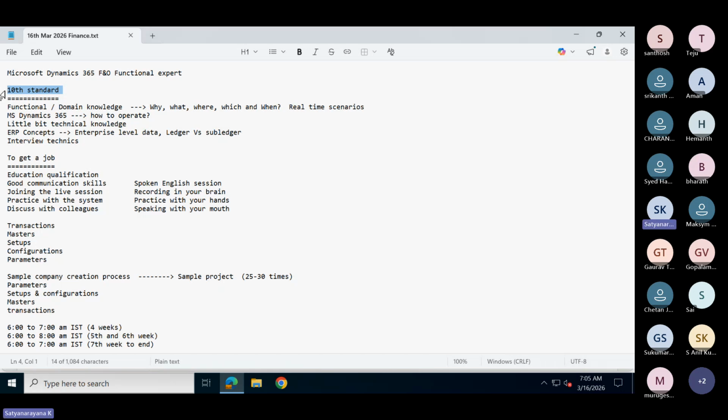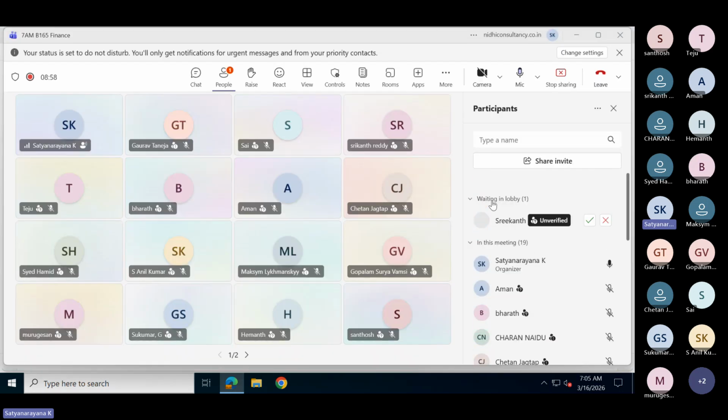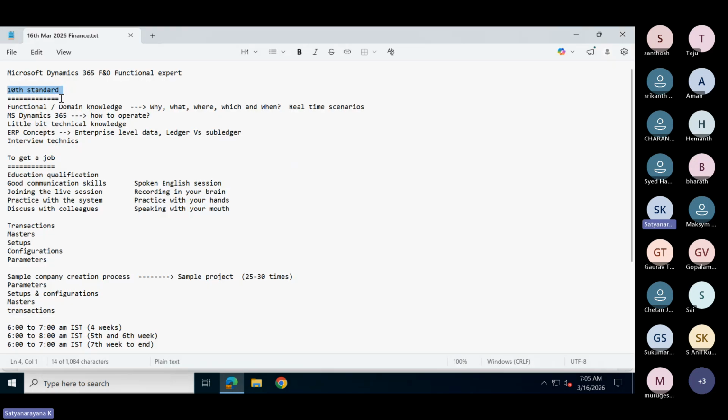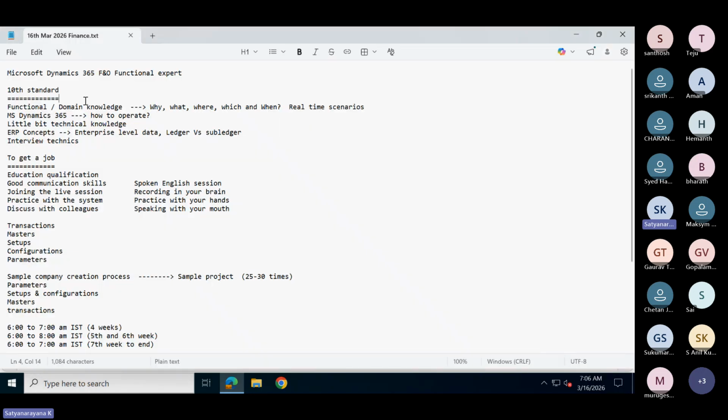In that group, around four people had only passed 10th, with a distance degree education, like online or distance. Those people also learned this application. I trained them, and they gave me great publicity because they have a low profile. They are low profile, but they got into the Dynamics world.